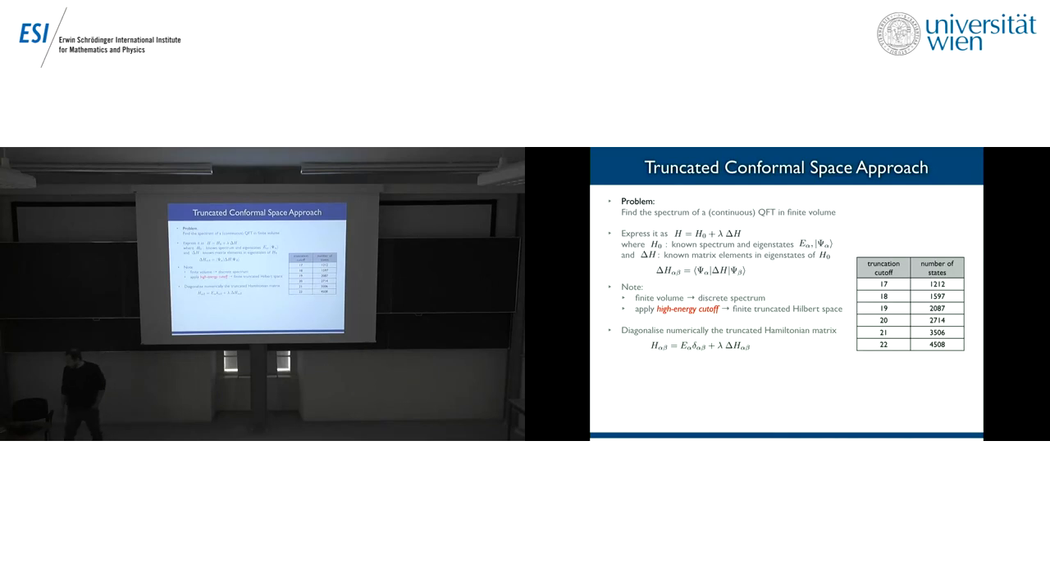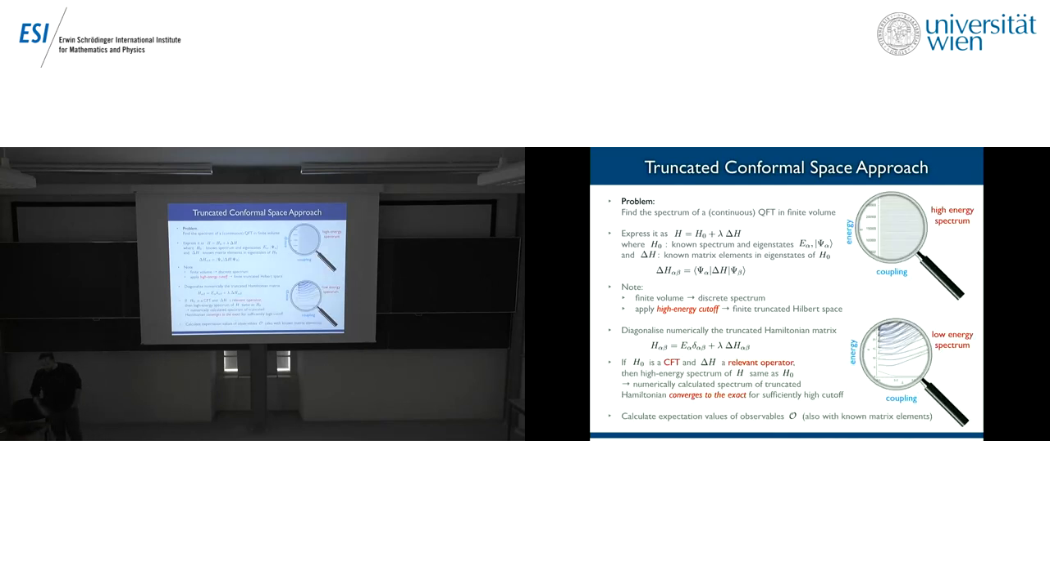But here comes the main idea from RG theory. If we choose H0 to be the conformal field theory that describes the high energy part of the spectrum of H, and delta H to be a relevant operator, then RG theory tells us that delta H, the perturbation, is going to affect the low energy part of the spectrum, but is not going to affect significantly the high energy part of the spectrum. So it doesn't mix the two sectors of the Hilbert space of the unperturbed Hamiltonian.